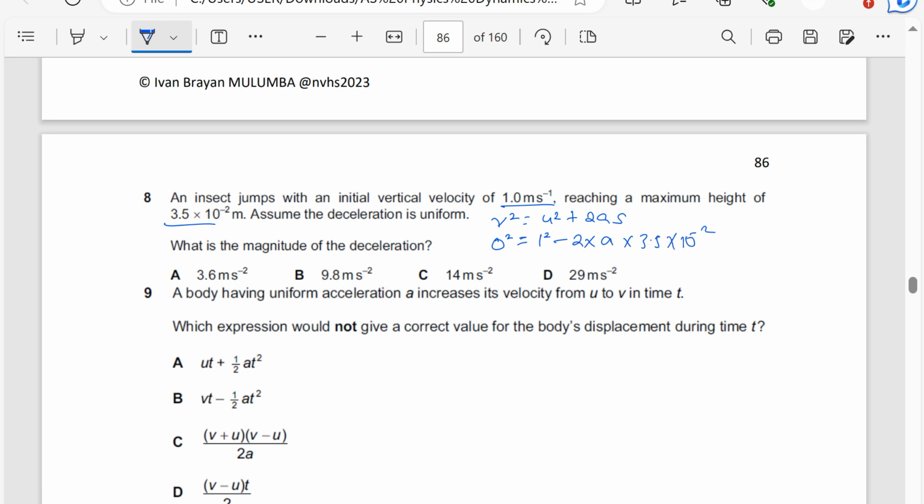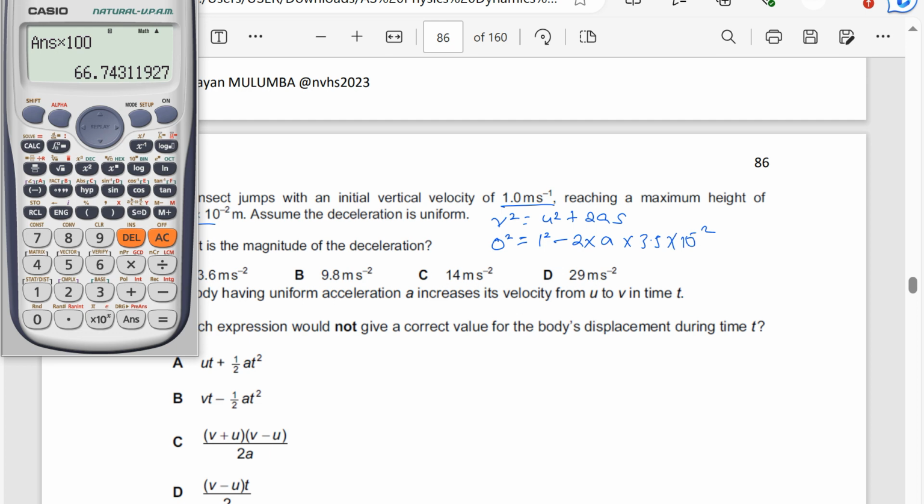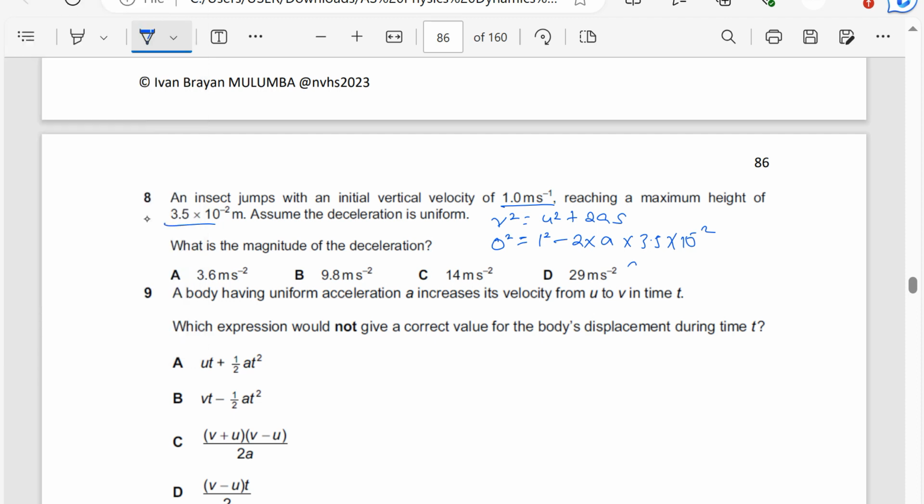So I'll check the answer by pressing my calculator. On the left-hand side, I have 1 squared divided by 2 times 3.5 exponent minus 2. So this is giving me 14.29, or about 14. So acceleration is equal to 14 meters per second squared. So the answer is C.